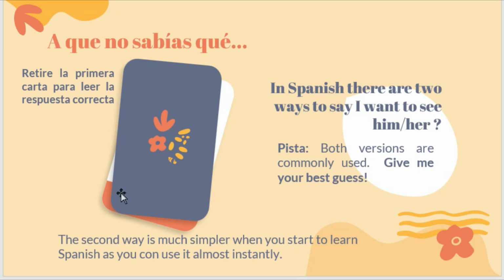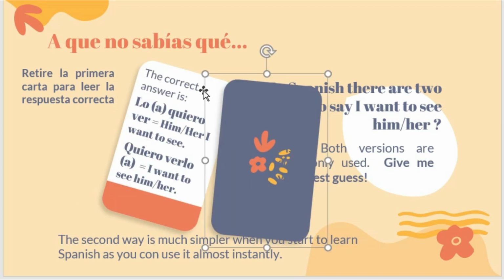Lo, la, quiero ver. O, quiero verlo, quiero verla. If you translate the first option, it will be the equivalent of him, her, I want to see. The second, as it is simpler, will be I want to see him or I want to see her. The only thing that you will change is the vowel. Verlo, notice how the vowel is O. For ella or she, it will be A.